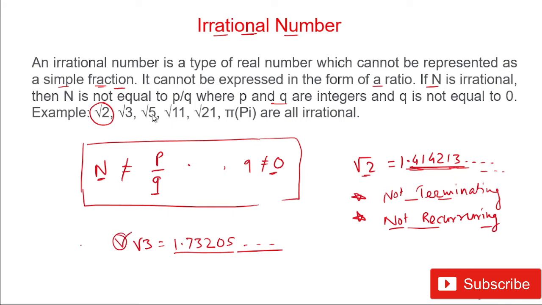So friend, likewise the values of root 5, root 11, root 21, which are prime numbers, will also be in the form of not terminating, not recurring. So the square roots of these numbers are irrationals. Likewise the value of pi is an irrational number. It is clear to you.